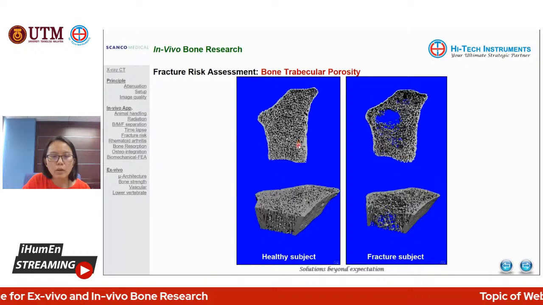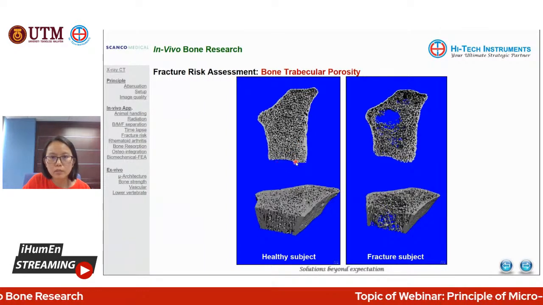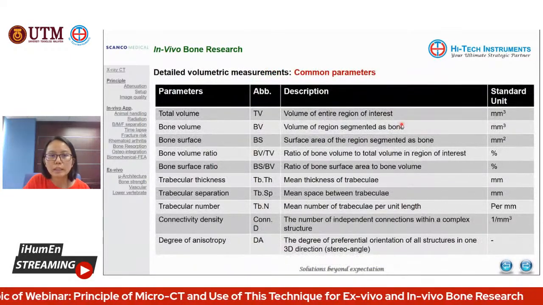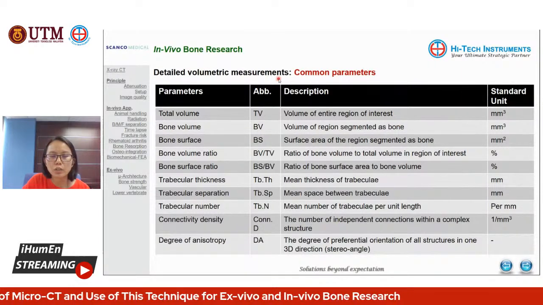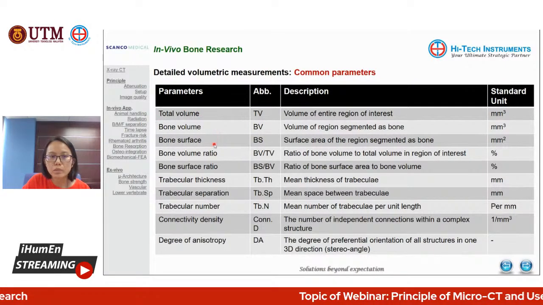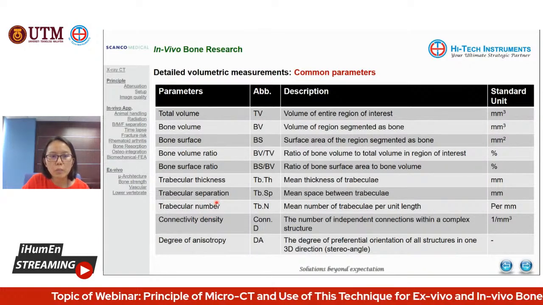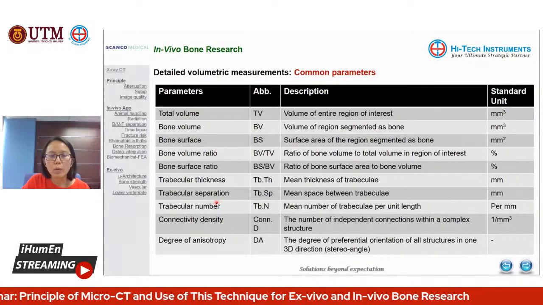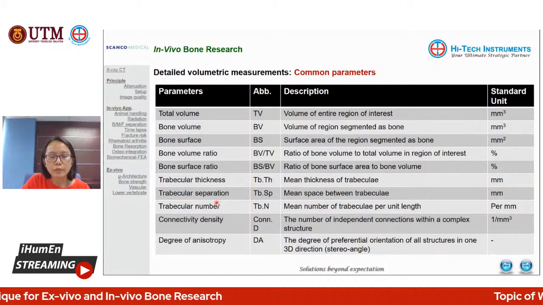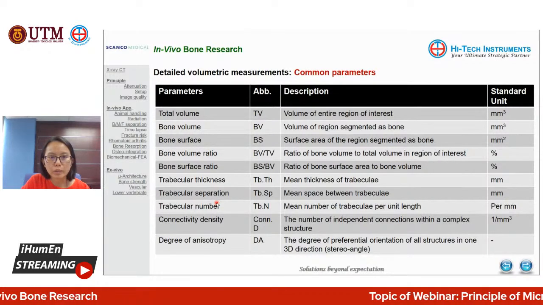And we can also focus on the trabecular instead of the cortical itself. So you can see the porosities. And of course, all this will come with detailed volumetric measurements. It's not just the image itself. So these are the common parameters that you can extract from the report, like the total volume, bone surface, and all this. So from here, you will get an idea how much loss of the trabecular, or what is the thickness or even the porosities of the trabecular bone or the cortical bone itself.